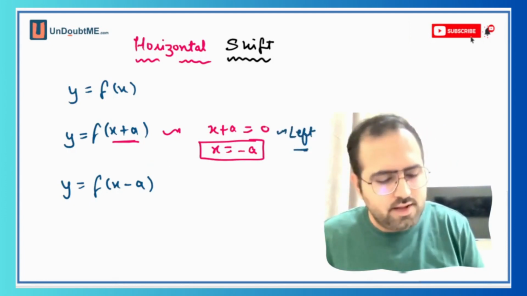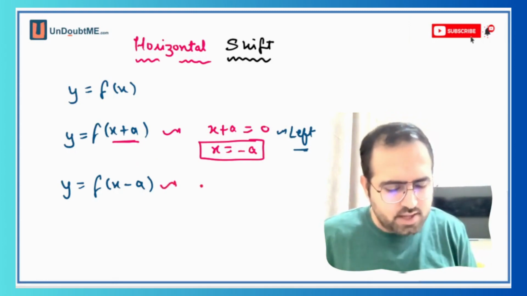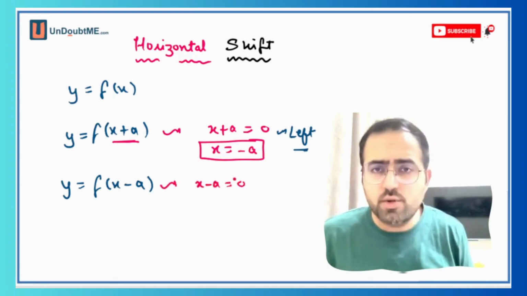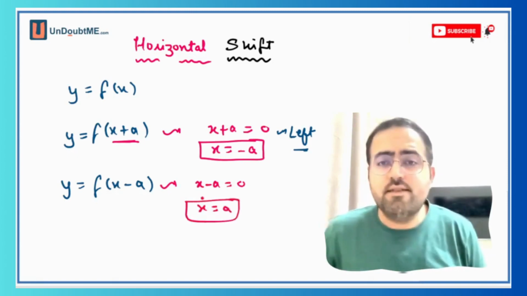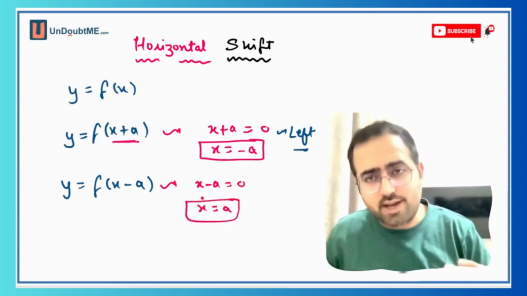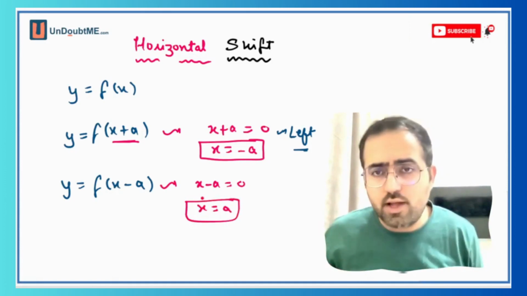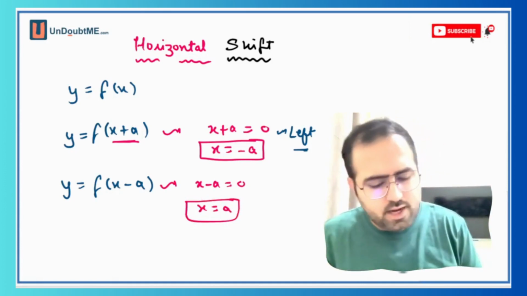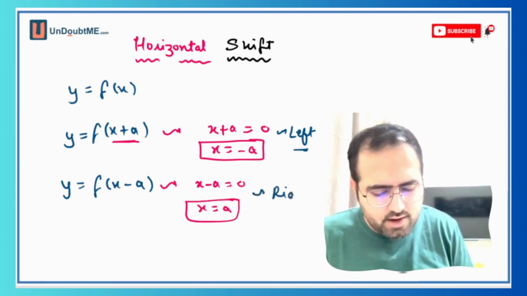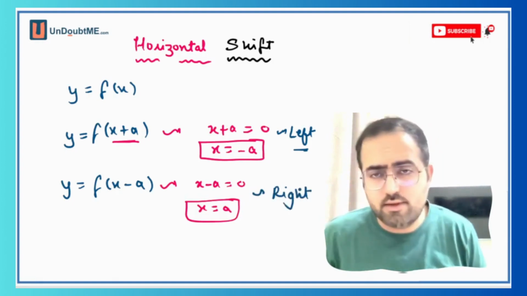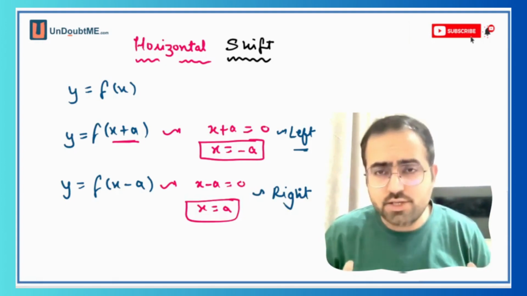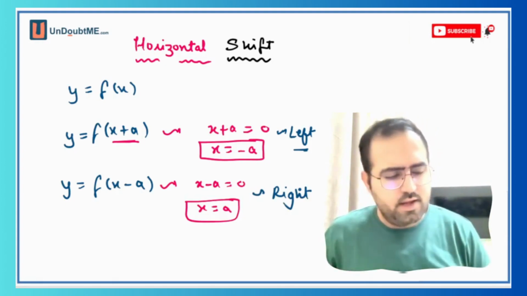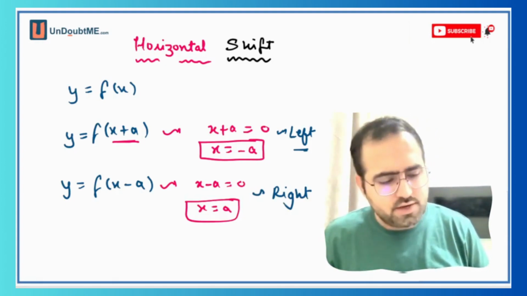Okay. Similarly, let us analyze the next case. In the next case, it is x − a, we'll put it equal to 0, the process is the same, and that will give me x is equal to a. Now x is equal to a, just use your general understanding and think where it should lie. It should lie on the right, so I can say that the graph is shifted rightwards. Okay, so it is as simple as this. I hope this horizontal shift is clear. Now it is time to move towards vertical shift.